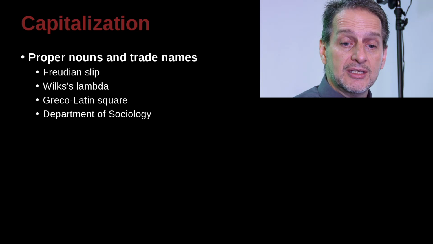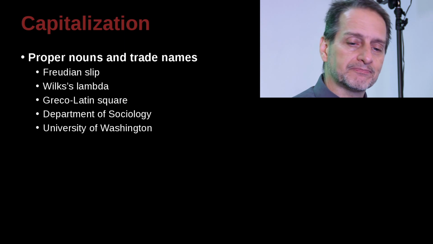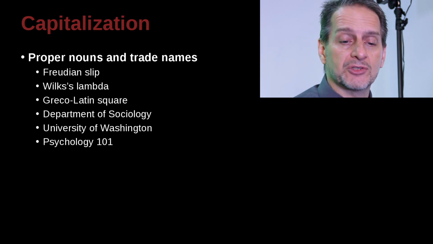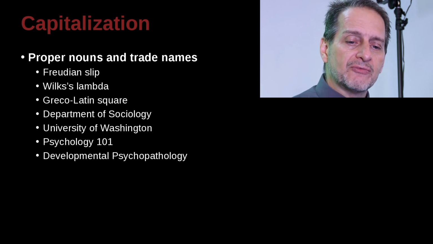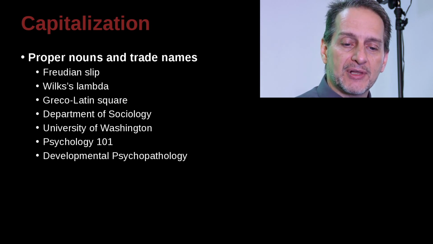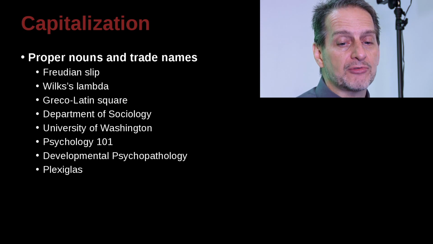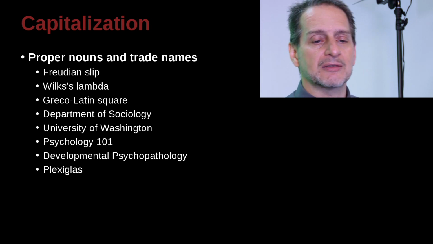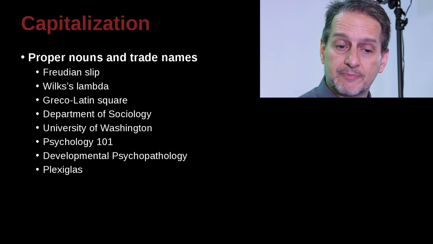Department of Sociology is another example of capitalizing the name because it's the name of a department. University of Washington, it's also a name. Psychology 101 is the name of a class, so that should be capitalized. Developmental psychopathology, that should also be capitalized because it's the name of an area or a course. Plexiglass is a trade name. Actually, developmental psychopathology is the name of a field of study or a field of research or a field of medicine. Plexiglass is a trade name. It's the name of a product.